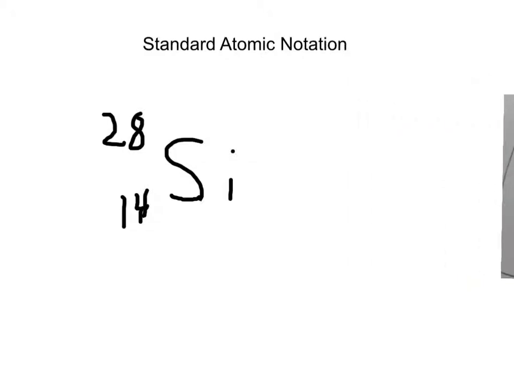Just to repeat it, this is the atomic number, and this is the mass number. You've got to remember that. So that's basically all of it. All you need is the atomic symbol, the atomic number, and the mass number. Normally, the bigger number, the mass number, is on top, and the atomic number is on the bottom. That's how you do it. So just remember this, and I hope this answered all questions about standard atomic notation.